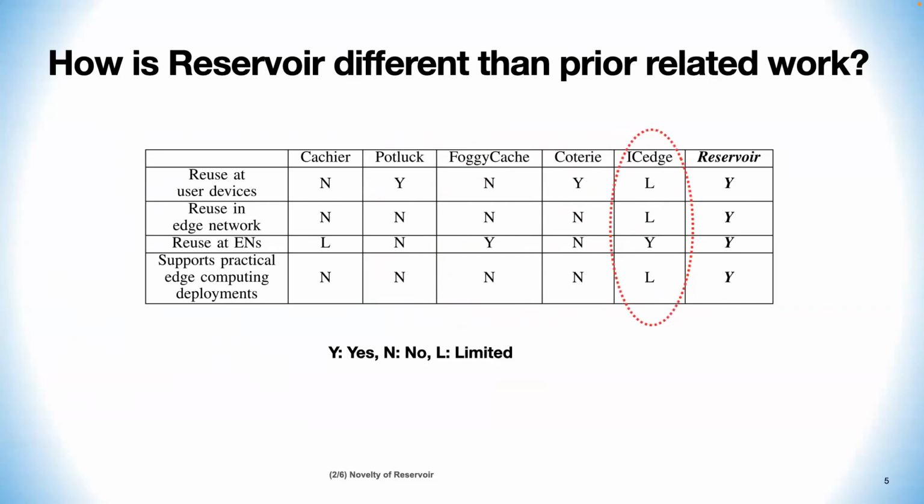ICS is a proposed framework on top of named data networking, which mainly provides computation reuse at the edge servers. It also provides limited computation reuse at the user device and within the network infrastructure. On the other hand, our proposed framework Reservoir provides a universal design that can be used by all applications and exploit computation reuse at the user device, at the edge nodes, or in the network.